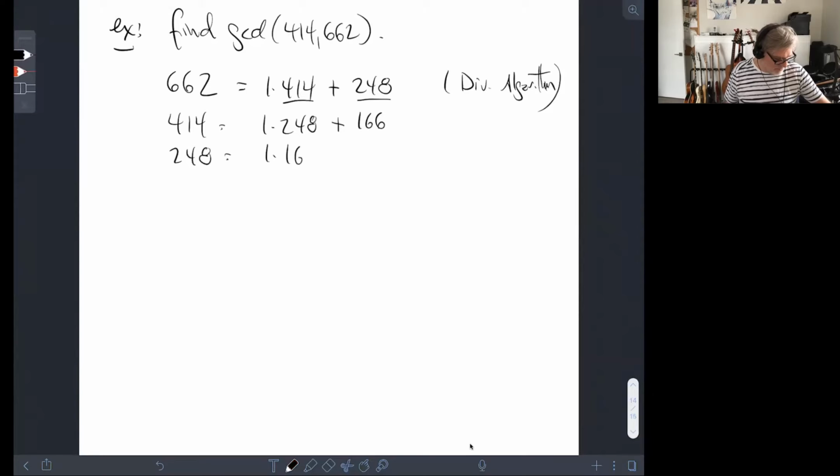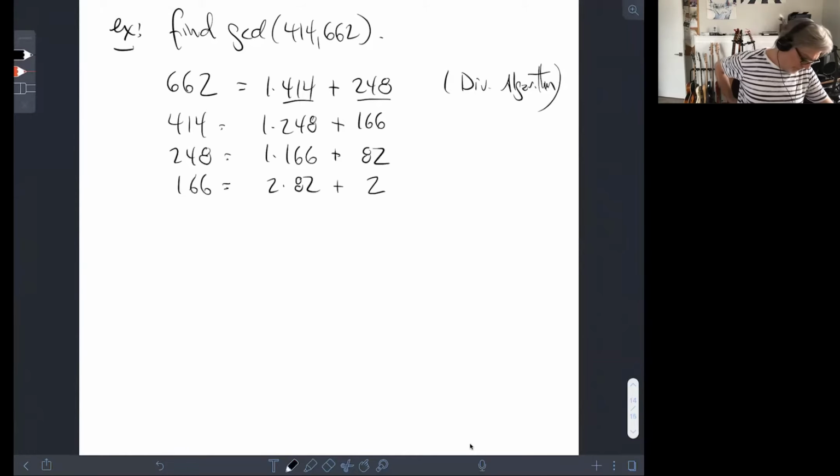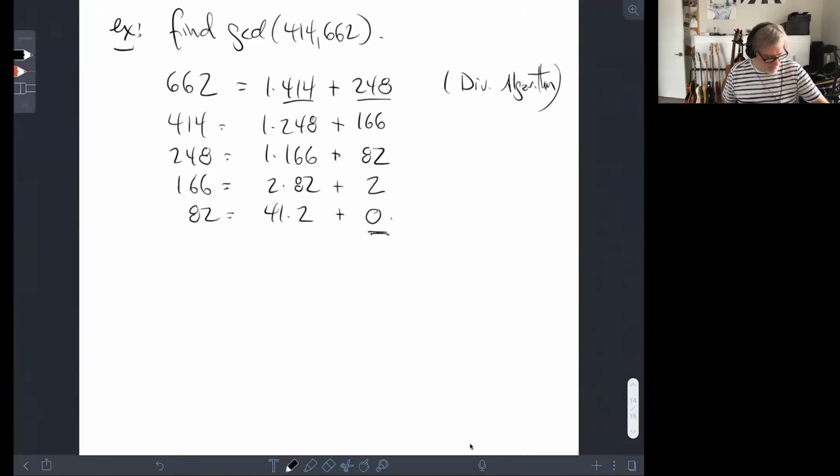248 equals 1 times 166 plus a remainder of 82. And then 166, 1 times 82. You see, I'm just repeating until something happens. No, not once, that's twice: twice 82 plus 2. And then finally, 82 is 41 times 2 plus 0. That's my stop sign.